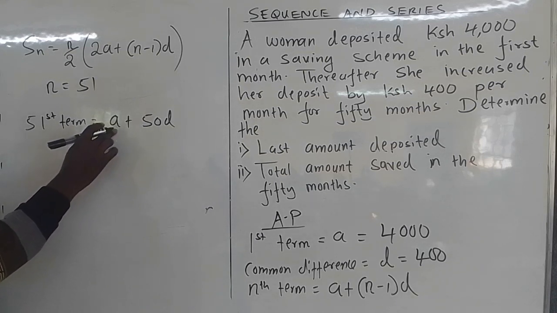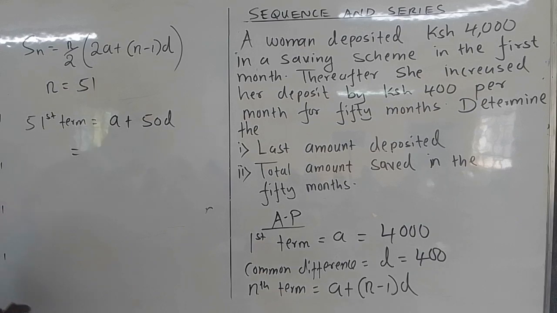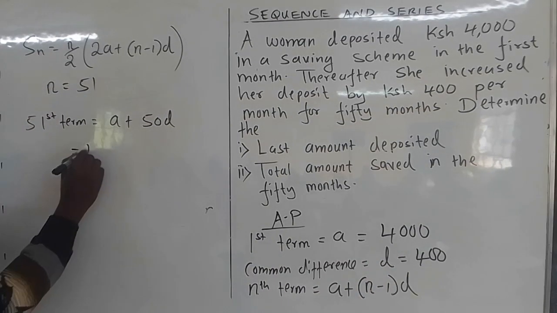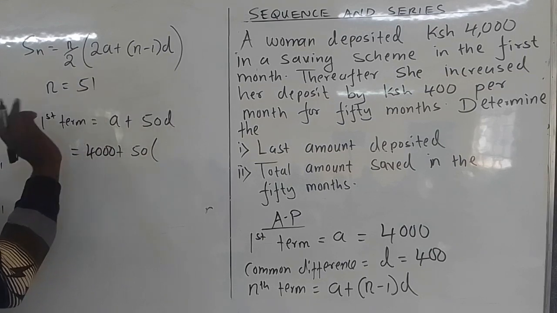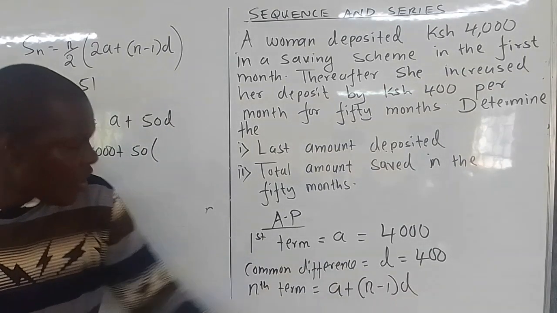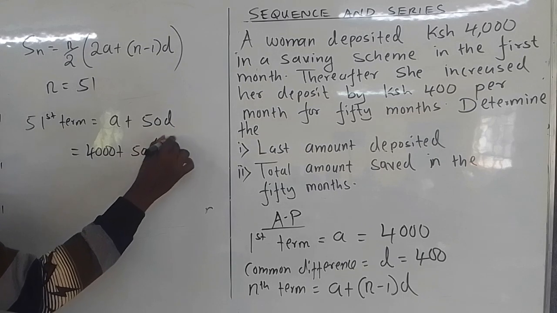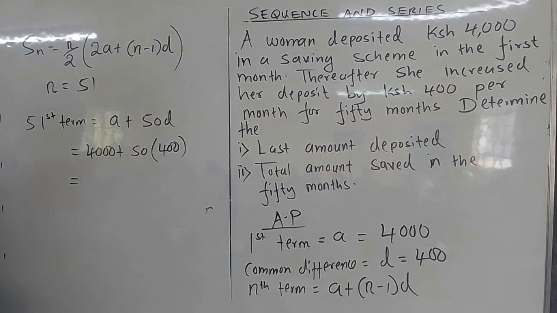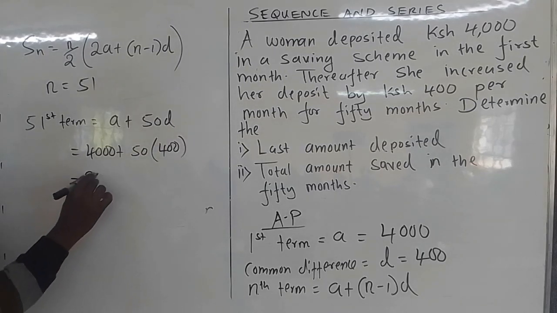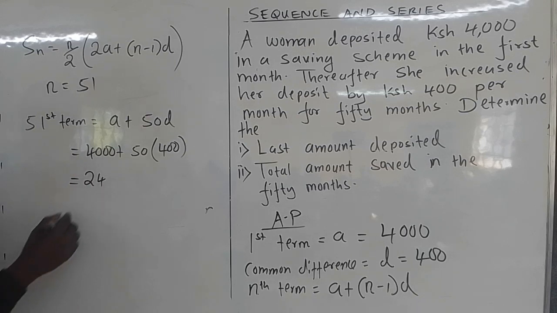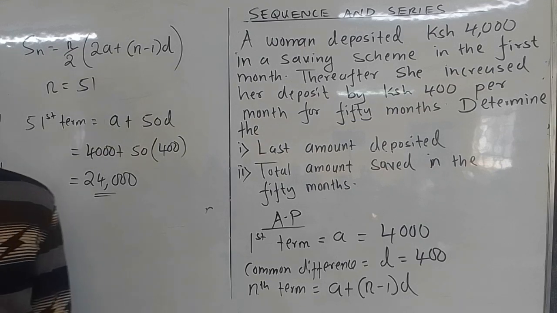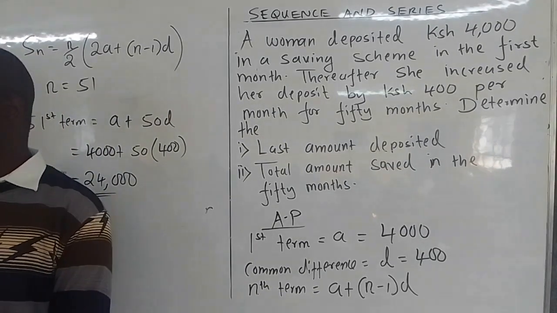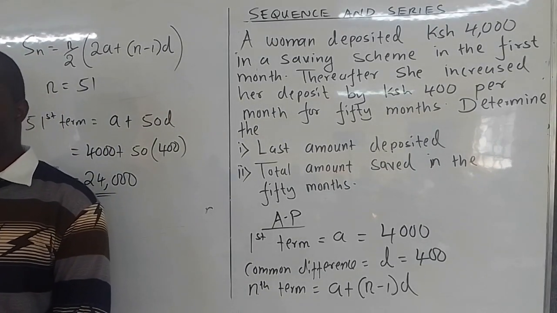So what is this last amount? You just substitute. Where was our a? A we found to be 4,000. Then it is plus 50 times d. D you found to be 400. So what was that last amount? 24,000. Like that, isn't it? So 24,000 was the last amount deposited.